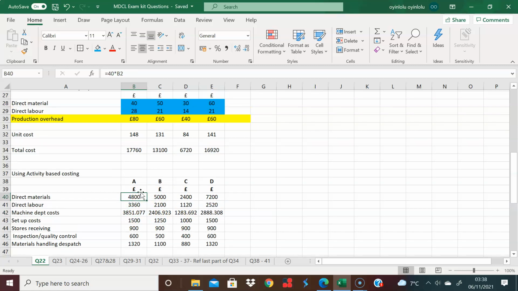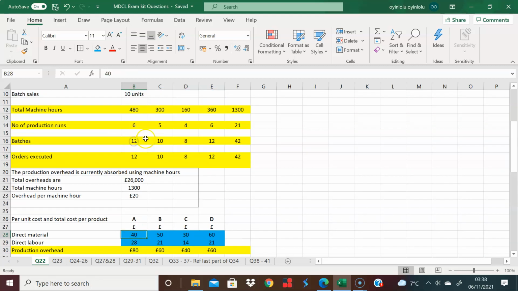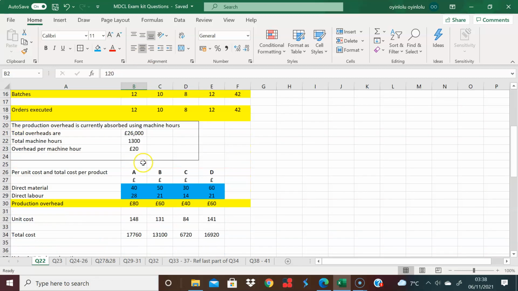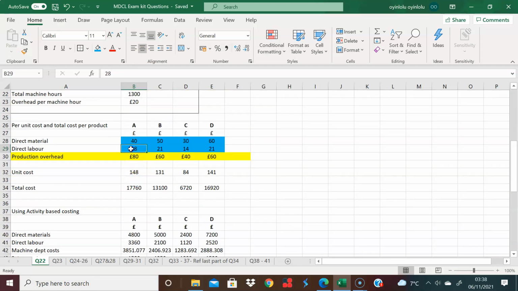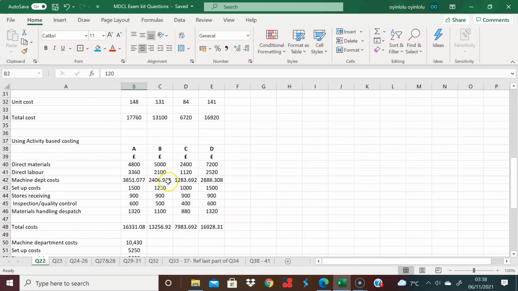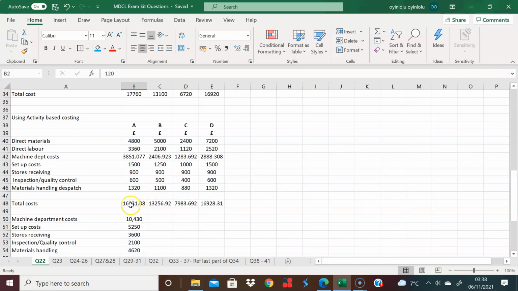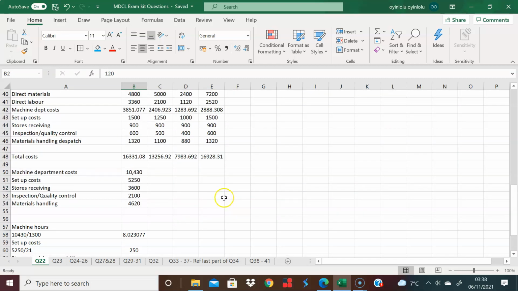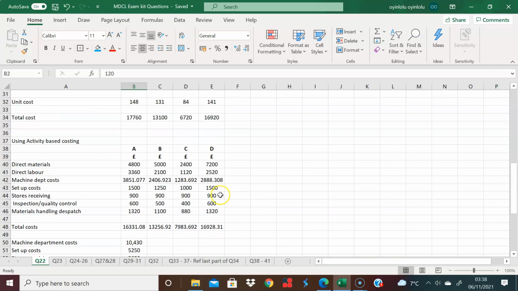This, of course, is nice and direct. It is literally 40 times the total number of units that you're producing, which is 120, and doing exactly the same thing here, 28 times 120. And then you're there. And so we can get the total costs, which is what the question is asking us for. Then you fill all of that out, and then you just add down your figures.